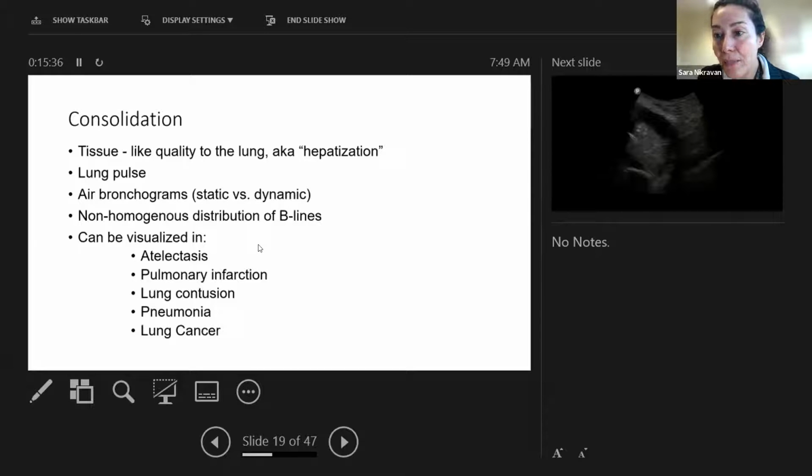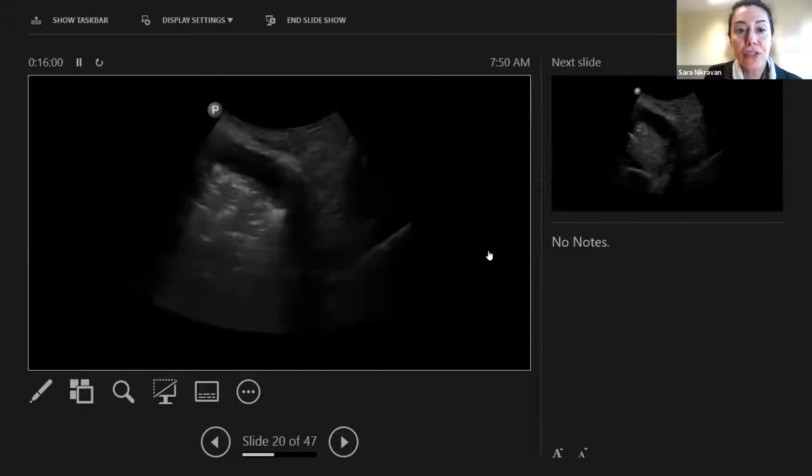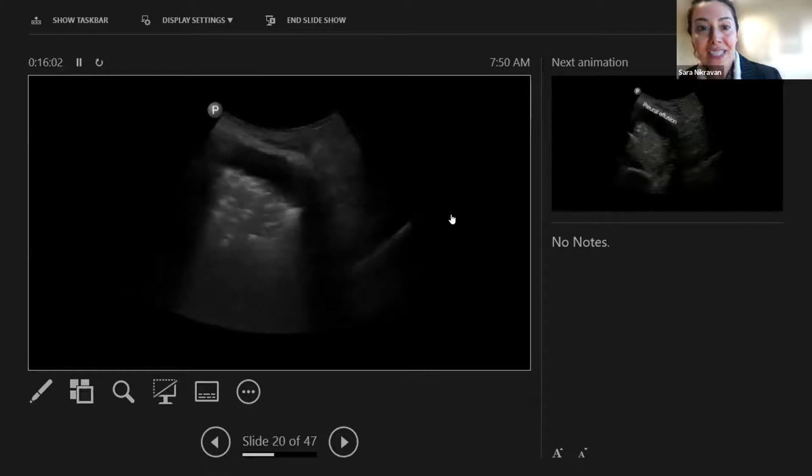Sometimes you can see air bronchograms, which I'm going to show you, static versus dynamic air bronchograms. And you oftentimes see a non-homogeneous distribution of B lines. This can be seen in patients who have atelectasis, a pulmonary infarction, lung contusions, pneumonia, lung cancer, all of these apply. So here is a patient I had in the ICU who was prone.